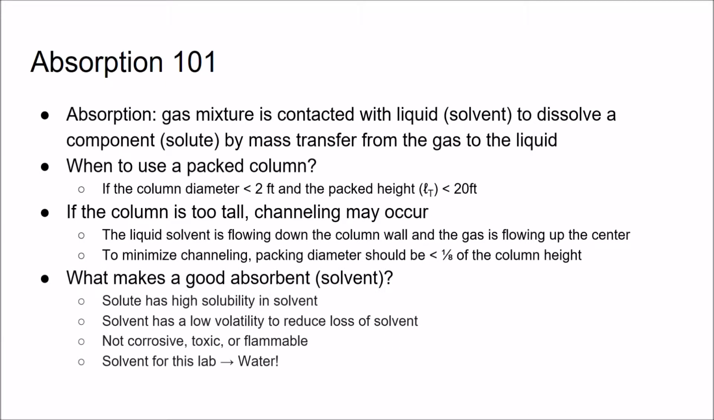A good absorbent has a solute that has high solubility in the solvent. The solvent has a low volatility to reduce loss of the solvent. It is not corrosive, toxic, or flammable, and in this lab, the solvent is water.